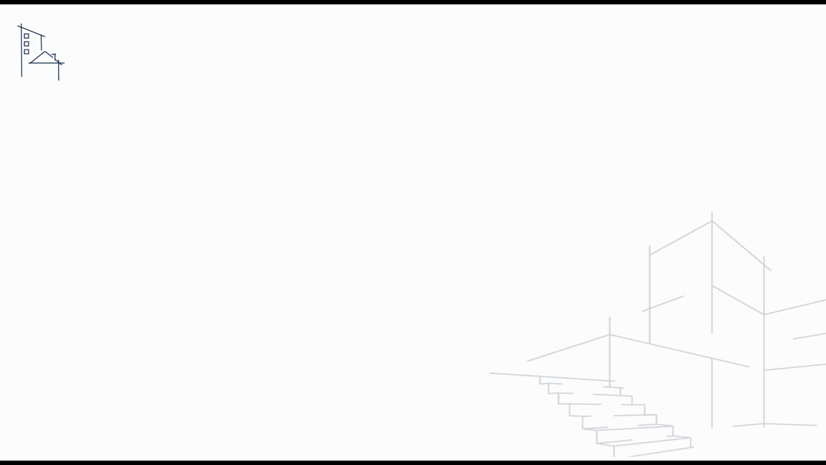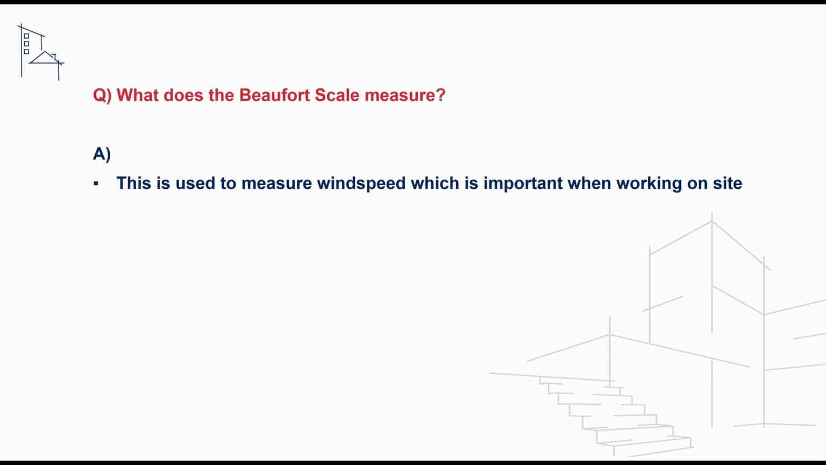We may also be asked a question of our understanding of the term Beaufort scale, and this is used to measure wind speed, which is very important when working at height.